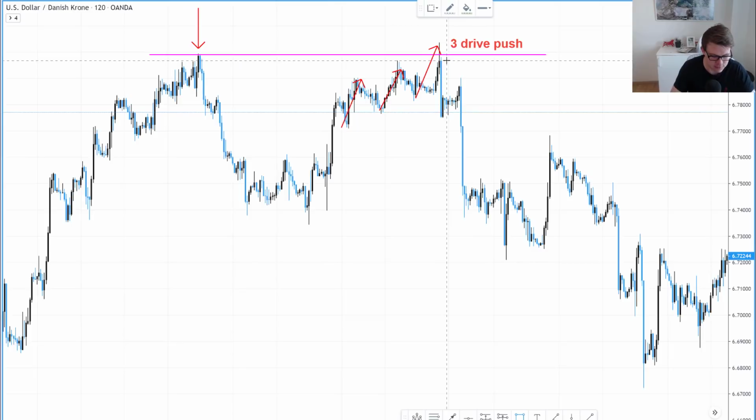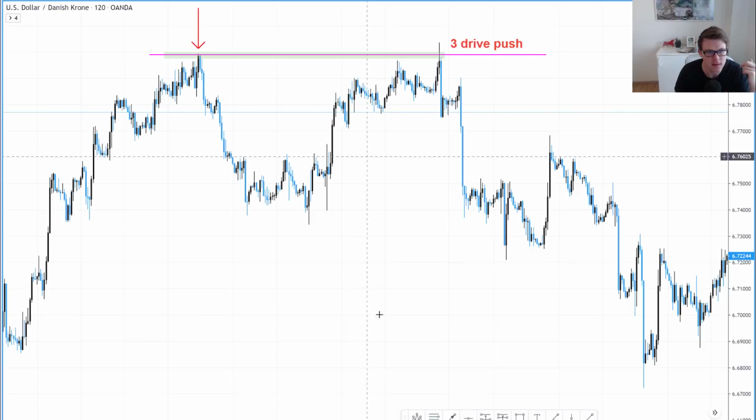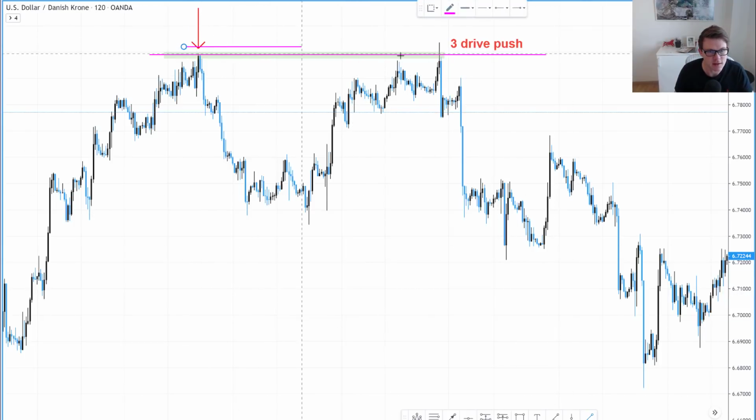And the 3rd drive is often the one that is taking out the previous high. So you can see the 3rd drive, the 3rd push, is actually reaching the previous high. And it's not only reaching the previous high, it's taking out the previous high. Why is that so? Let's assume you get in on this move or on this move. Where is your stop loss going to be? Very obvious. The stop loss is going to be here above the highs.